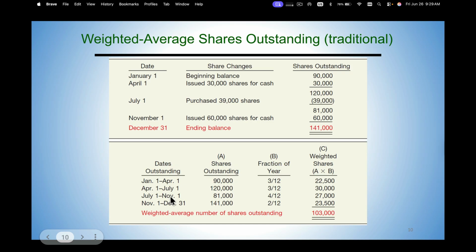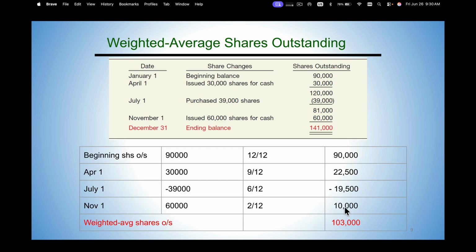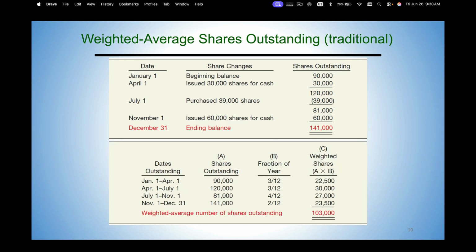And then for July, August, September, October, 4 months, we had 81,000 because we bought back 39,000 on July 1st. And so we had 81,000 for 4 months, and that's 27,000 on a weighted average for those 4 months. In the last 2 months, we had 141,000 times 2/12ths, 23,500. And when you add these up, you get 103,000, which is exactly the amount that the book's approach gives. I don't care which one you use, just get the right answer.